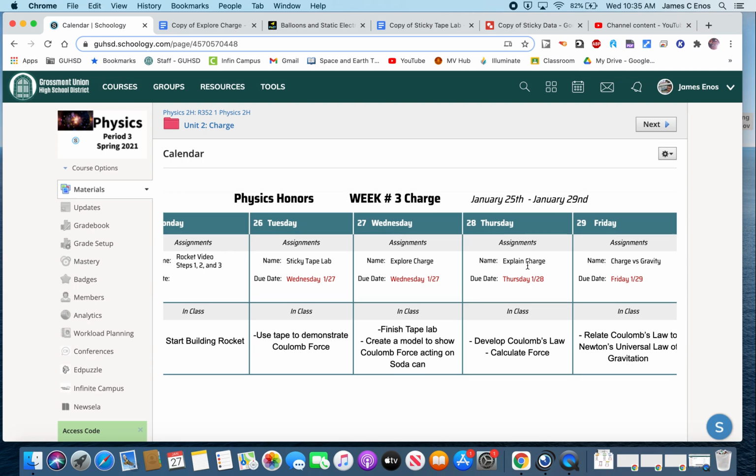Tomorrow during our Zoom session at 9 o'clock, I'm going to show us how to do this Explain Charge, where we're going to develop Coulomb's law and calculate some force. And then we're going to look at the difference between charge versus gravity, the difference between those two forces. We're going to relate Coulomb's law to Newton's universal law of gravitation.